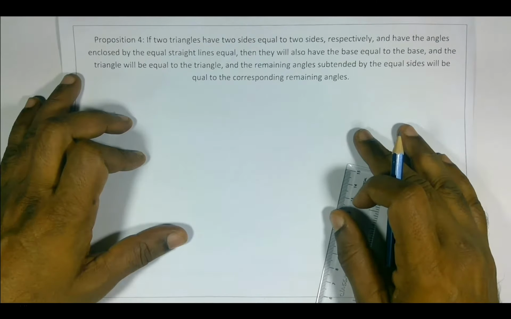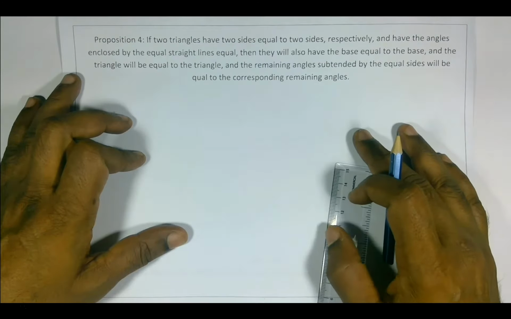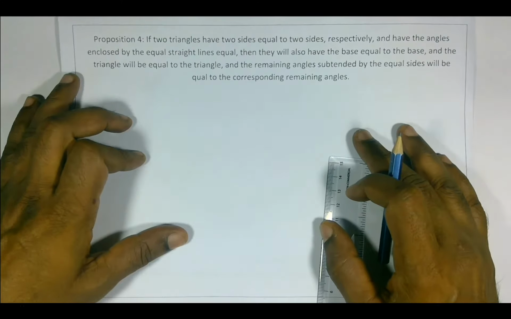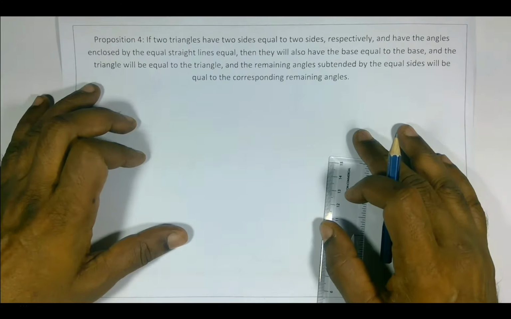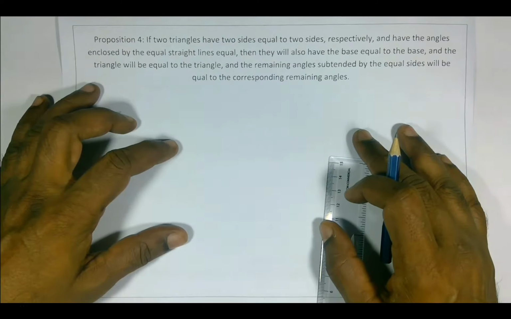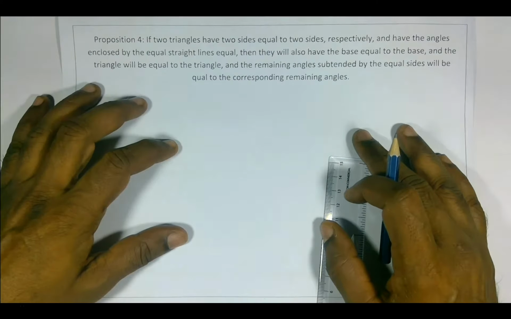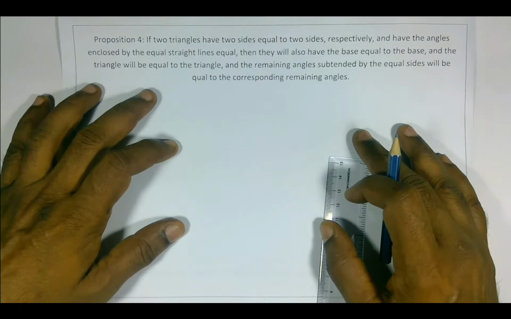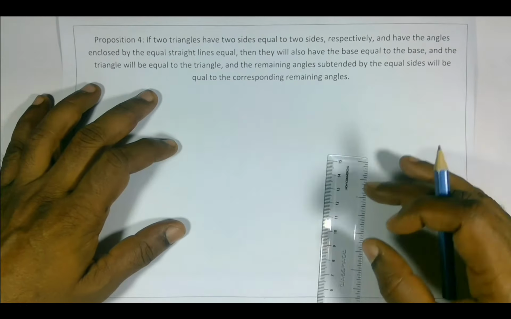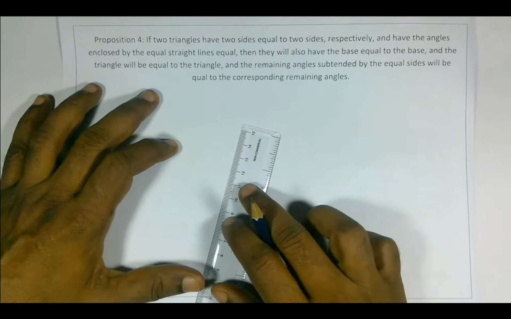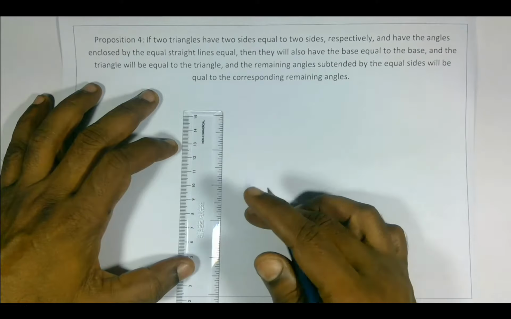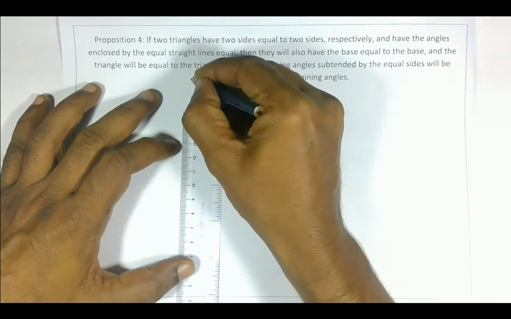Okay, proposition 4. If two triangles have two sides equal to two sides respectively and have the angles enclosed by the equal straight lines equal, then they will also have the base equal to the base and the triangle will be equal to the triangle, and the remaining angles subtended by the equal sides will be equal to the corresponding remaining angles.